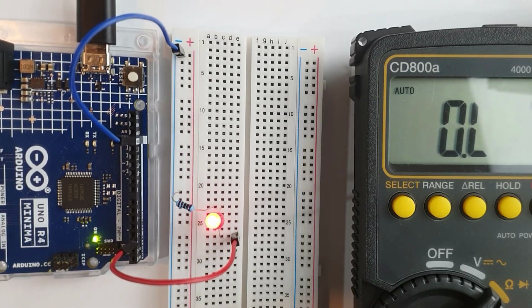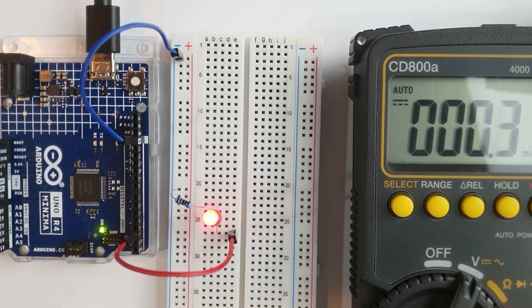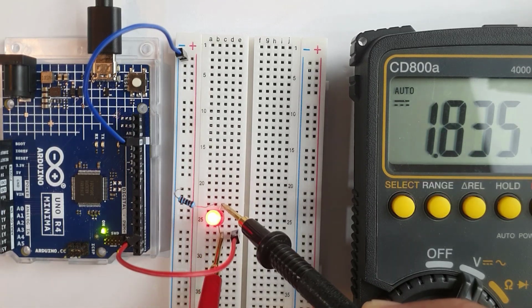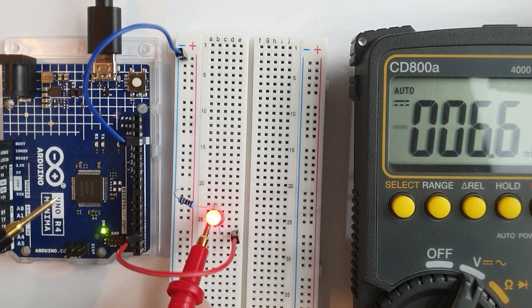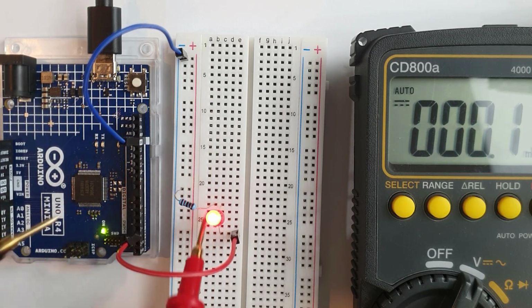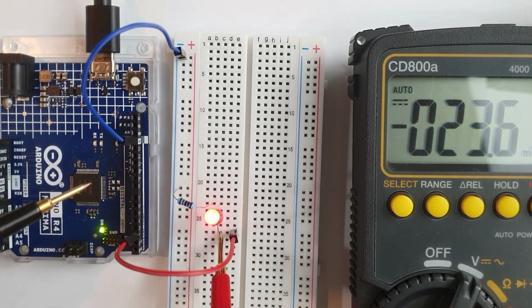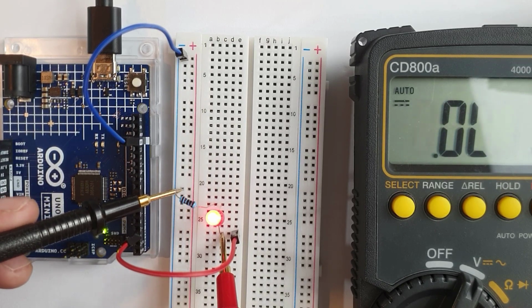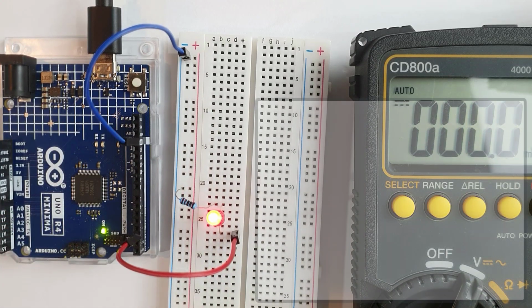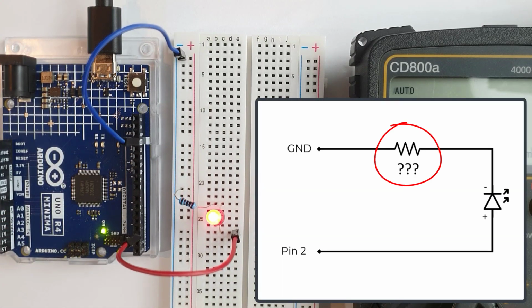In this example, I can use a multimeter to measure the voltage drop across this LED, and it reads 1.83 volts. However, the voltage drop across this resistor is 2.88 volts. Recall that in a series circuit, the sum of the individual voltage drops amounts to the total voltage supplied to the circuit, and this is equal to 4.71 volts. So now, how do we compute the ideal resistor value that we should use?